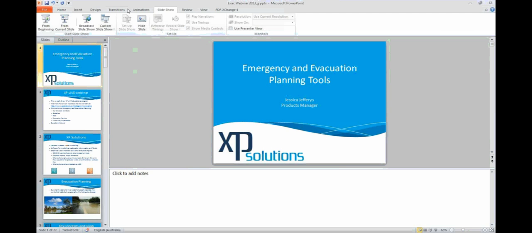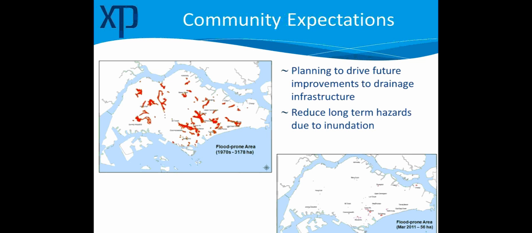These maps are really useful outputs, and they can help us to manage community expectations by sharing this information with the community. And it can also help us to plan for future improvements to reduce the actual hazards occurring from flooding.